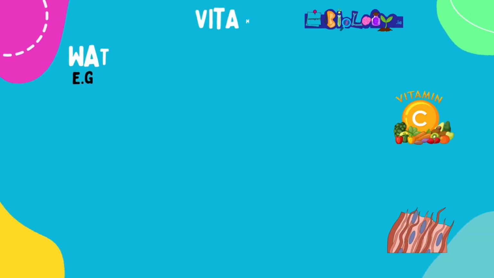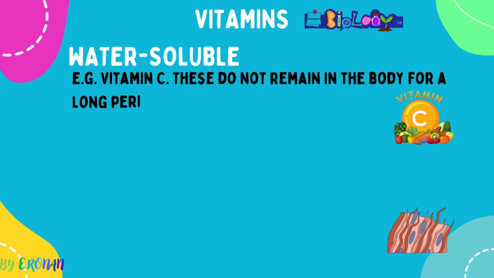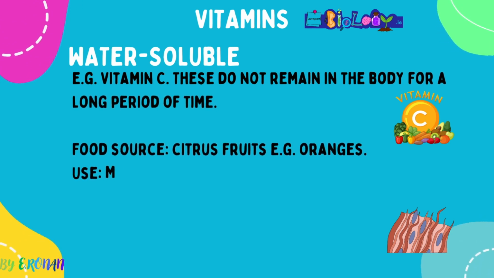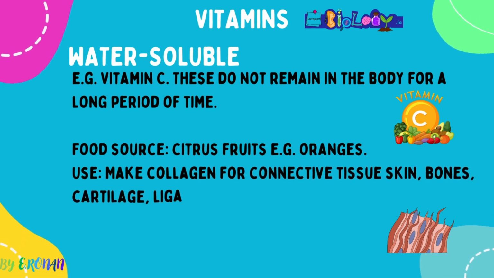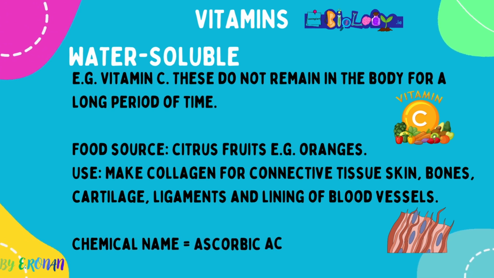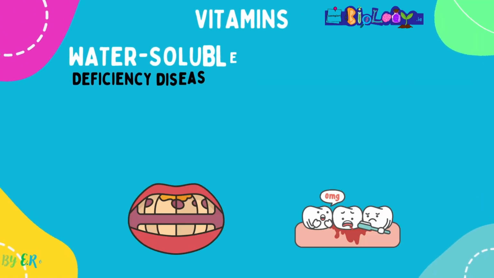Please do not get them mixed up with the next one, which is water soluble. Example, vitamin C. These do not remain in the body for a long period of time. They dissolve in water. Food sources are citrus fruits like oranges or lemons, and they're used to make collagen for connective tissue in the skin, bones, cartilage, ligaments and the lining of blood vessels. The chemical name for vitamin C is known as ascorbic acid. Okay, so water soluble, not stored in the body for a long period of time.